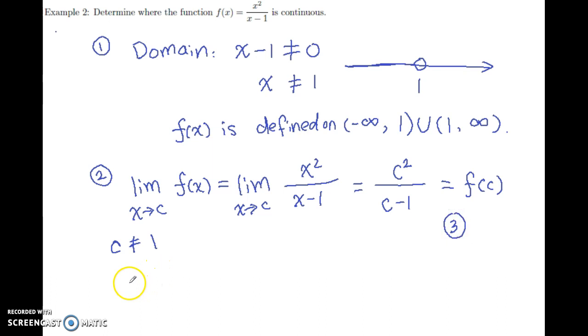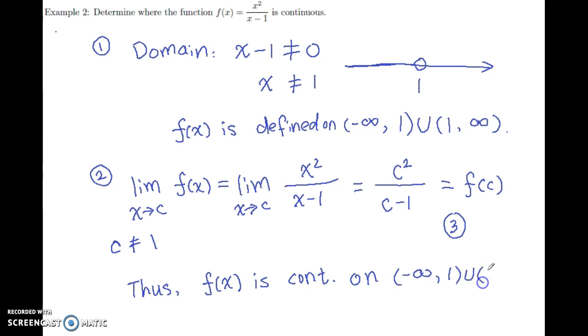So our conclusion is f of x is continuous on its domain. And this is most likely the case for most functions, except piecewise functions, where you do need to check the endpoints.